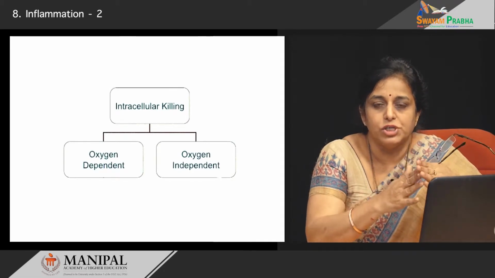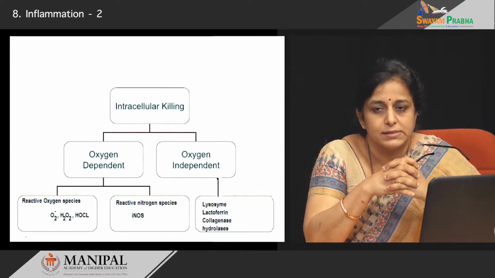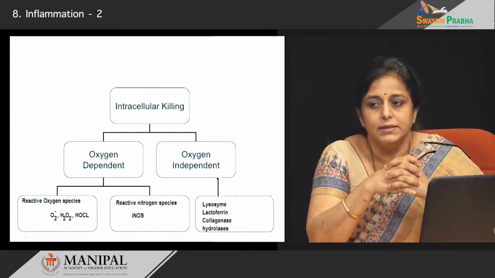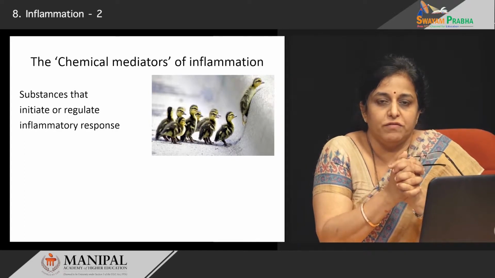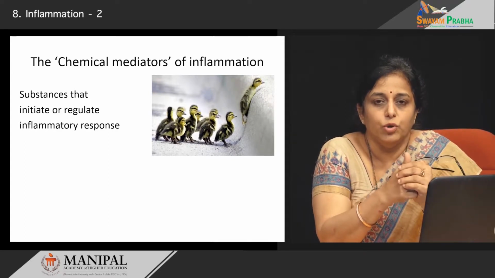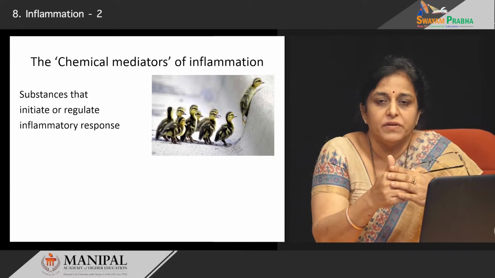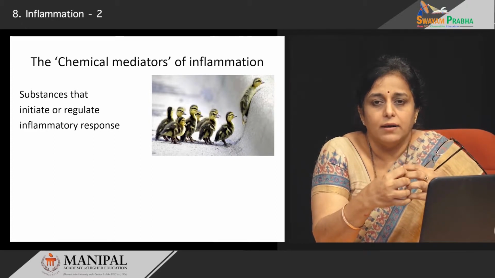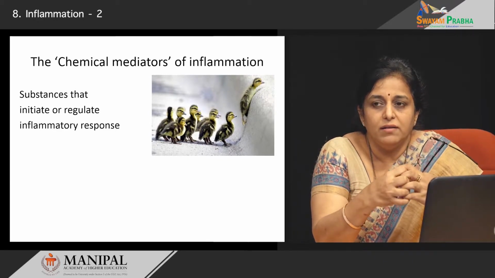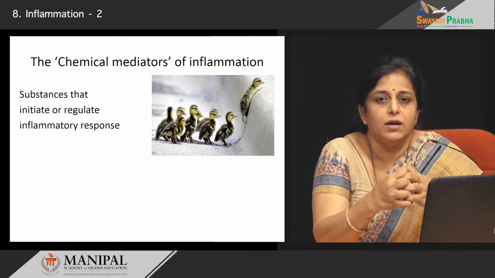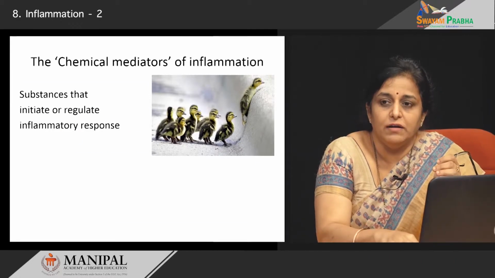So, the killing involves oxygen dependent and oxygen independent mechanisms, and we just recollected the various substances or agents under these categories. Next, coming to the topic of chemical mediators of inflammation. All these steps that are happening within the leukocytes, whether it's the margination or chemotaxis or phagocytosis, all this happens because they are activated and stimulated by various substances that are produced at the site of inflammation. So, the chemical substances that are released at the site of inflammation, which initiate or regulate the inflammatory response, are called chemical mediators of inflammation.